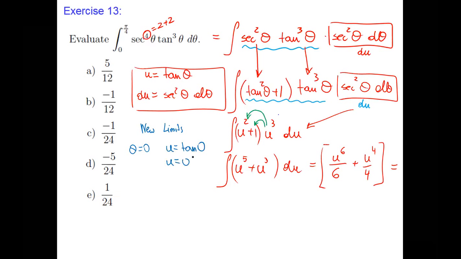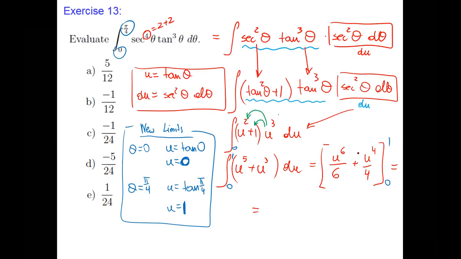Now, if theta was pi over 4, u will be tangent at pi over 4. Who can tell me this? It's 1, thank you. Oh, we love the limits from 0 to 1. That means that's the new limits. Let me box nicely for you: 0 and 1.